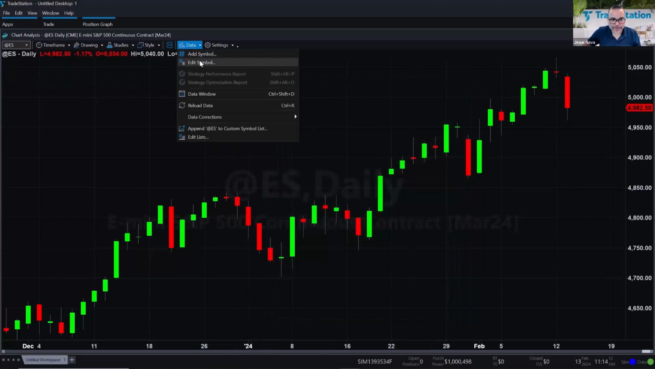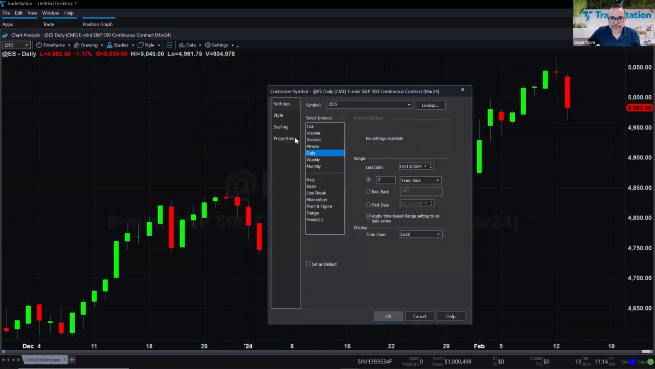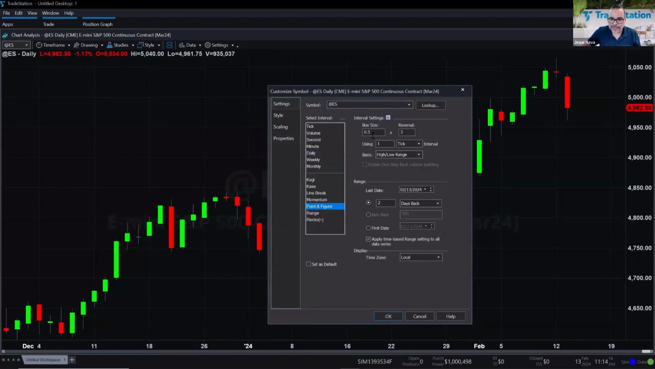I'm going to go to data and go to edit symbol. All right, I'm going to go to point and figure. Let's set the box size here to, doesn't really matter, I'm going to set it to 5 and then reversal 3.